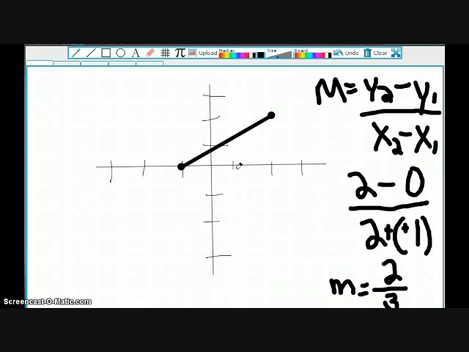M equals 2/3. As you can see here, for every 3 units it goes to the right, it goes up 2 units. So you have your rise, your 2 up over your 3 right. Your rise over your run.